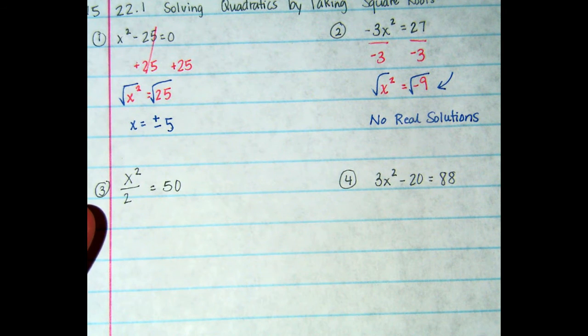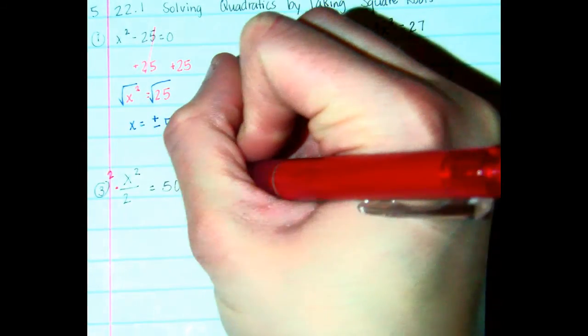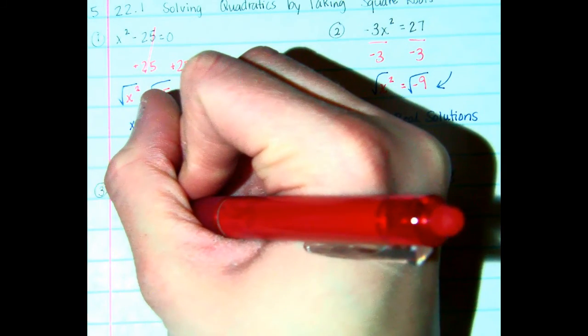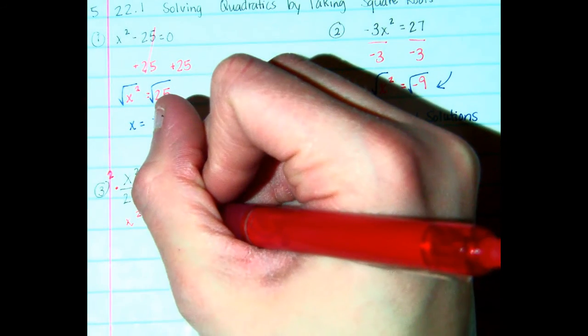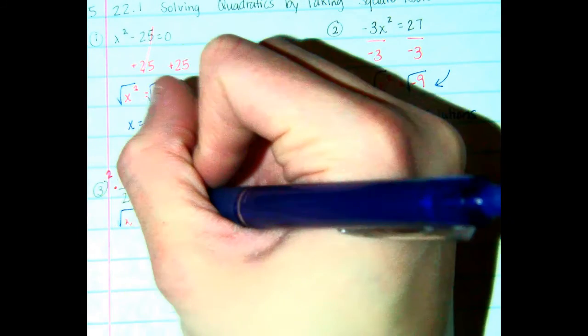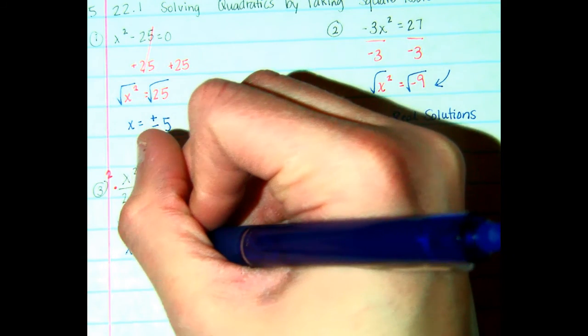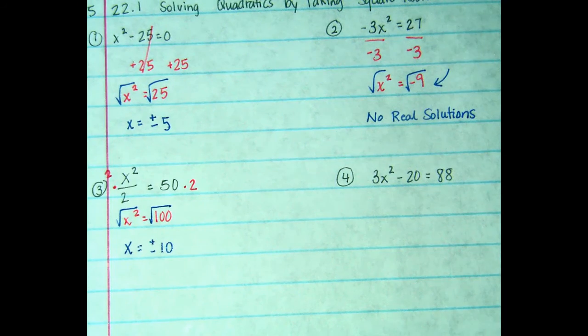How about number 3? What do we do when we have a fraction like that? Multiply, because it's actually a dividing operation. So x squared equals, what's 50 times 2? Okay, now what am I going to do? Square root. What is the square root of 100? Positive negative 10. Perfect.